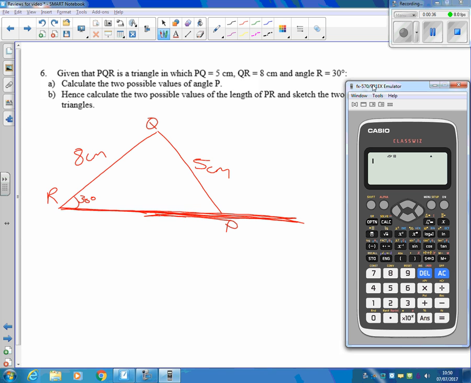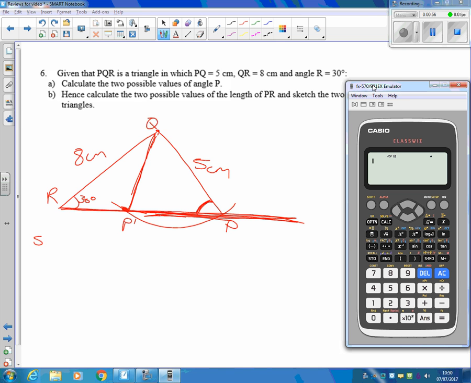The issue is that if you did this with a compass and you measured 5 centimeters here, you might notice that also you could have 5 centimeters here as well. And so there's an alternative position for P there. Let's work out this angle here then. Let's try and work out this one.